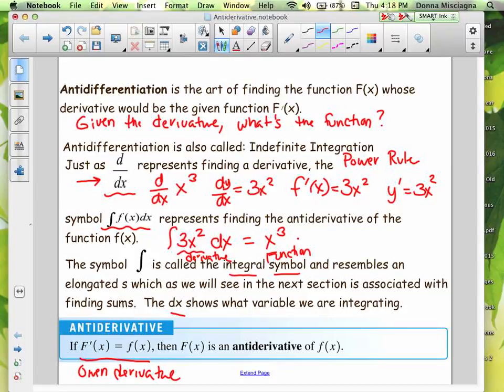So when we're taking the antiderivative, we're essentially going the other direction. We're going from the derivative back to the function.